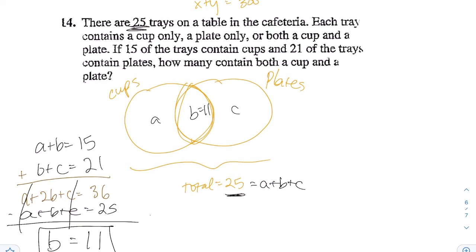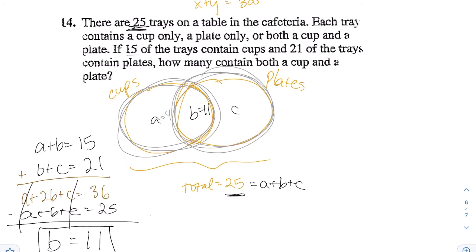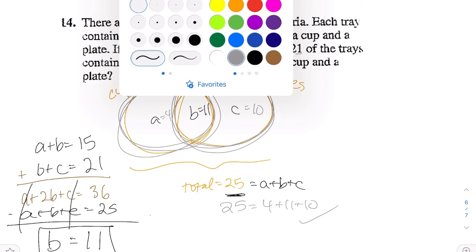Now you can double check and make sure everything's correct. So the cups circle is 15. Well, 15 minus 11 has to be 4, so a has to be equal to 4. And you can double check with the second circle, the plate circle, that has to be 21. So 21 minus 11 is 10. And double check with a plus b plus c. 4 plus 11 plus 10 is in fact equal to 25. So everything checks out here. So just be careful with the double counting of the middle region for these Venn diagram questions.